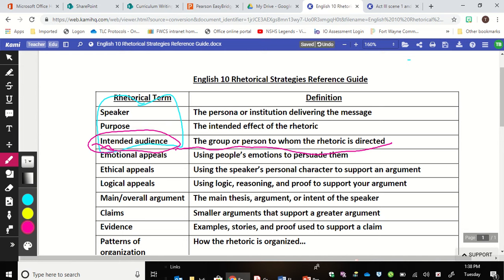That brings us to three appeals that I know you've learned in other English classes, and if you haven't, we're going to introduce them now. Emotional appeals, ethical appeals, and logical appeals. Basically, emotional appeals are the use of people's emotions to persuade them to do things. Fear is a really good one. Anger, making somebody feel that they're not good enough without a certain product. Happiness, this product will make you happy. Those are all emotional appeals.